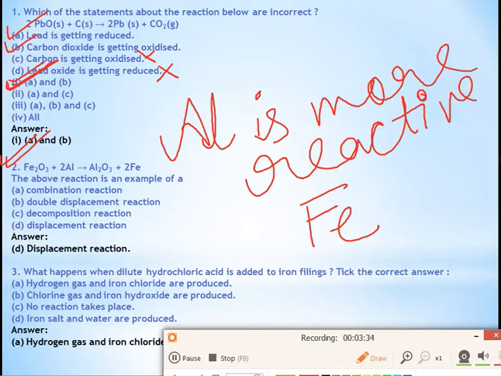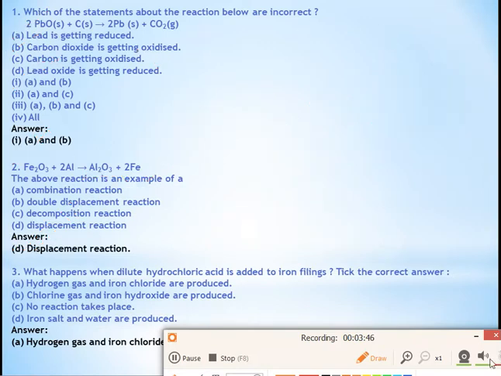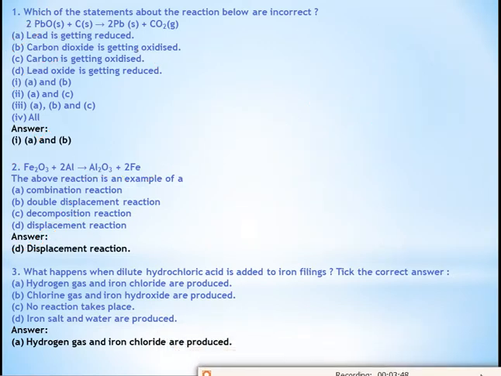So what will aluminum do? Aluminum will take the place of iron and it will form aluminum oxide, Al2O3, and iron will come out from the reaction. So this reaction is an example of which type of reaction? Displacement reaction. Now let's take up the next question, question number 3.